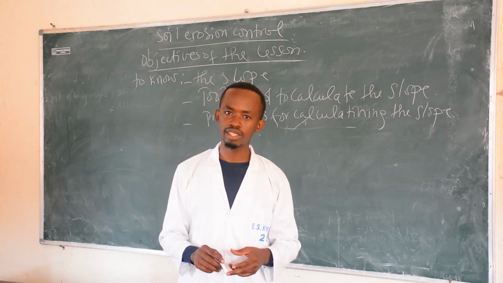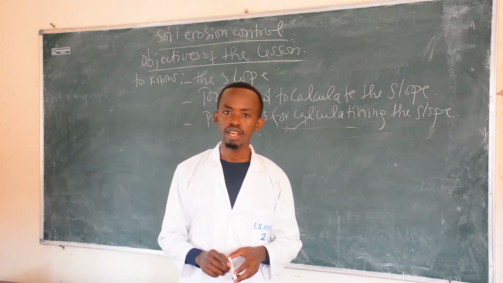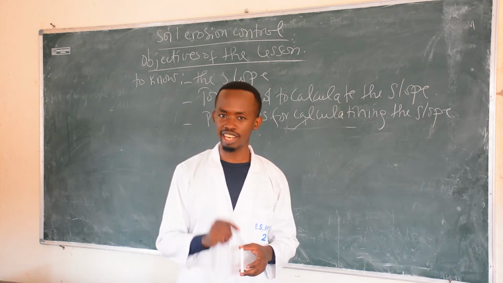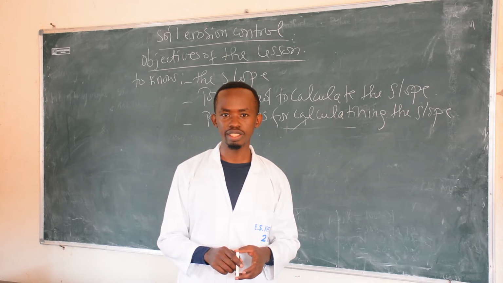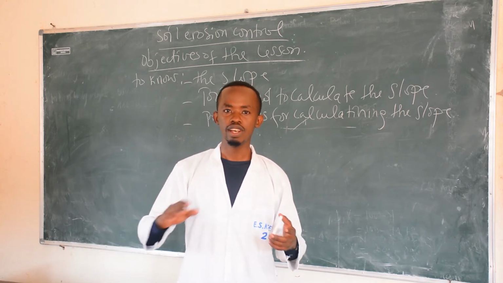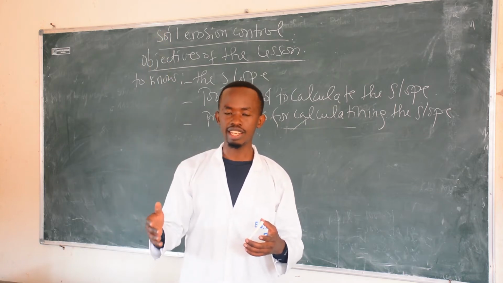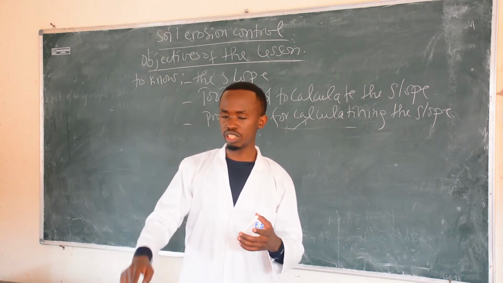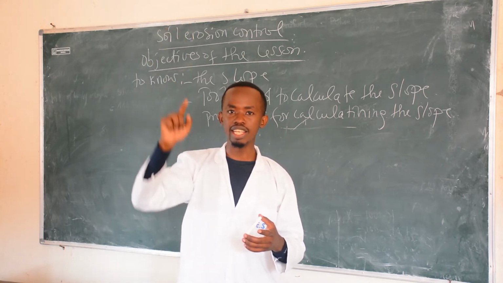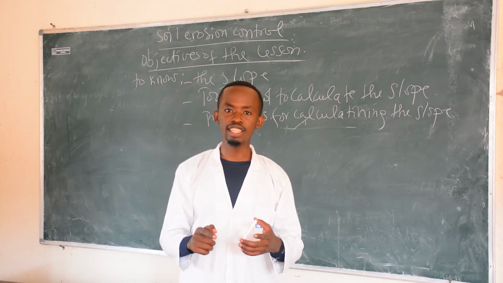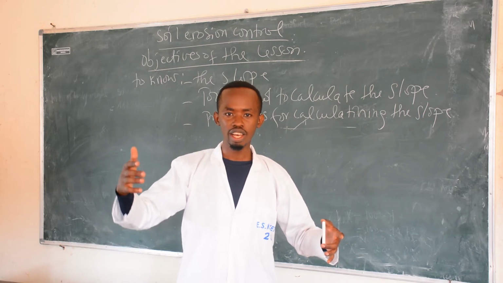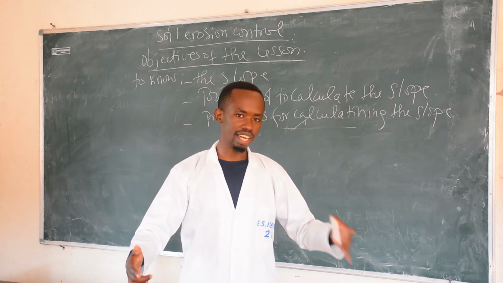Yes, students, what is the slope? The slope, by definition, is the difference between the lies and the land. What does this mean? When we have a field which is not flat, it must have the lies. The lies is the difference between the lowest point of that field and the highest point of that field. And the land is the difference between 2 points: the point 1 where you've taken the lies and the last point.